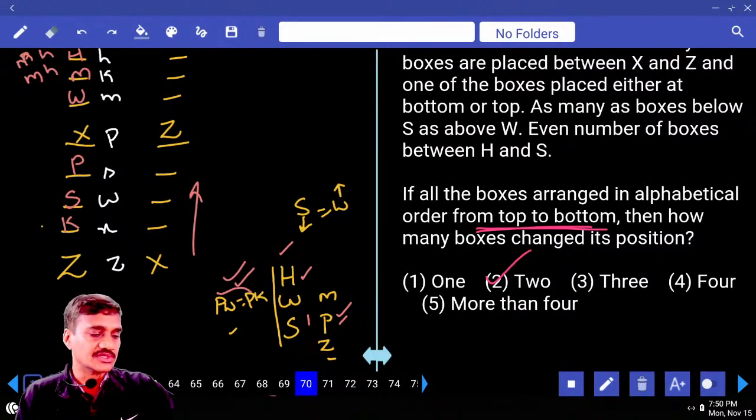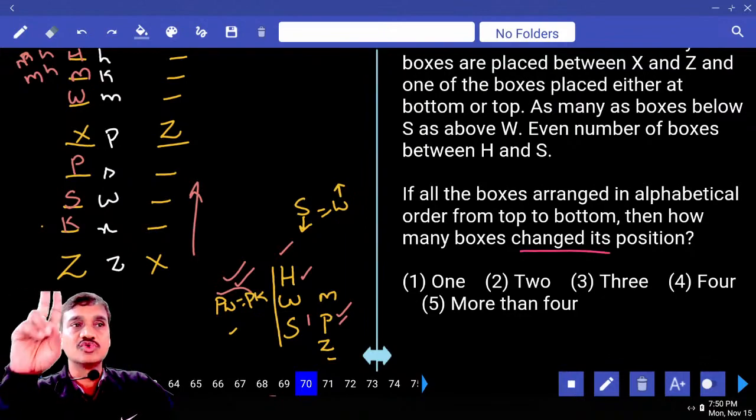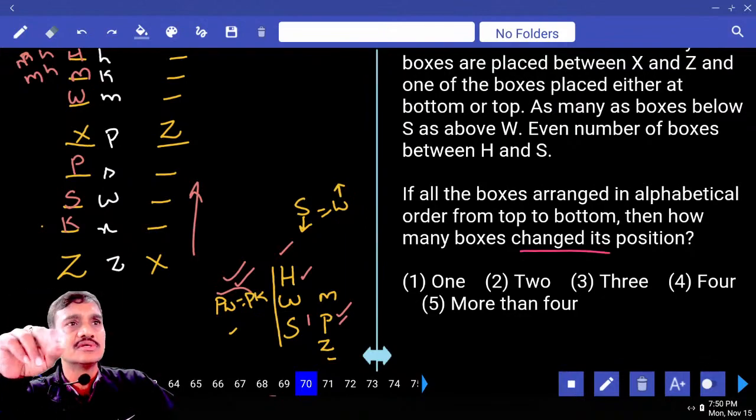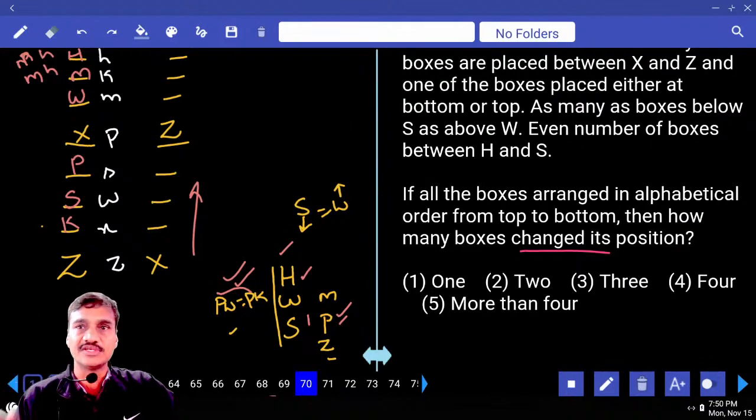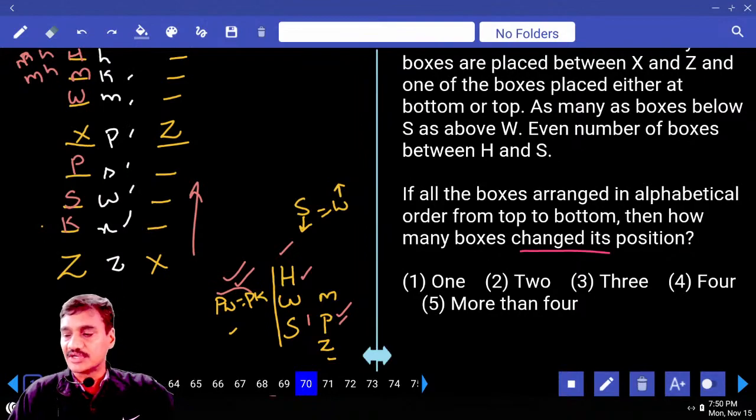From how many boxes changed its position? Now see, the question is about what? The question is about how many boxes changed its position. Now 2 boxes remain at the same place. The remaining 5 boxes have changed their positions. How many? 1, 2, 3, 4, 5, 6. Now these 6 boxes have changed its position, more than 4. That is choice 5. Done? Now here the question is about not changed rather than changed.